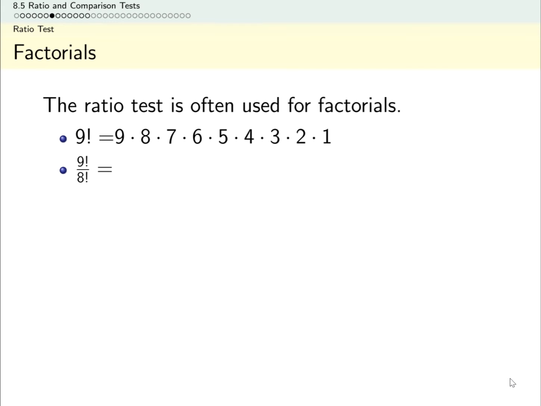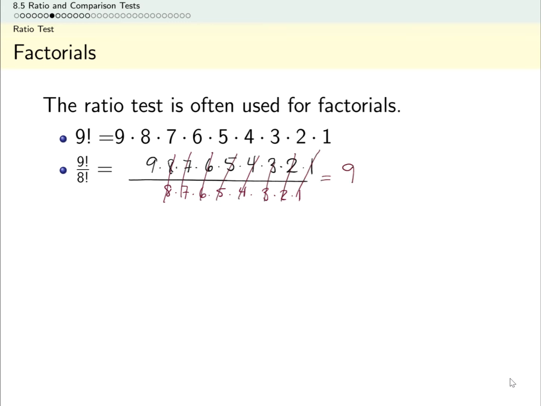Take a second, simplify this expression. If I were to write out this expression in full, here's what I would get, and notice everything except the 9 cancels, and so we're just left with the number 9.